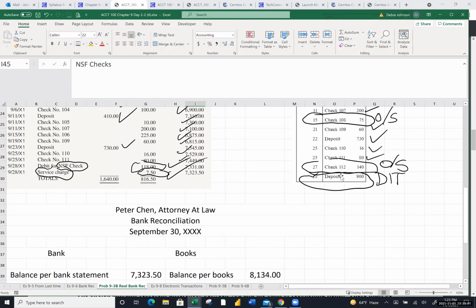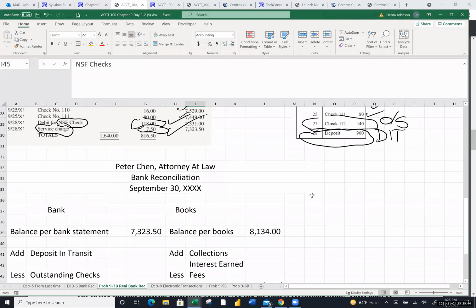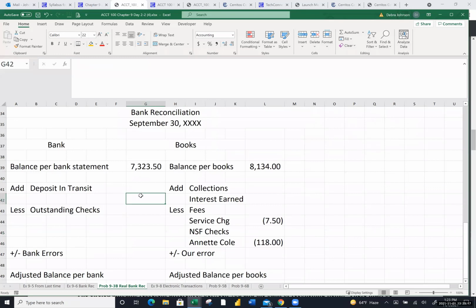And I have 2 checks, 108 and 112, that are outstanding, meaning we wrote them, they're on our books, but the bank doesn't know about them yet because they're sitting around somebody's desk or somebody's sock drawer, depending on who's holding it. So put as much detail as you're given. On this deposit in transit, it would be important to include the date because these should happen near the end of the month. So that would increase the cash on the bank side by $900.